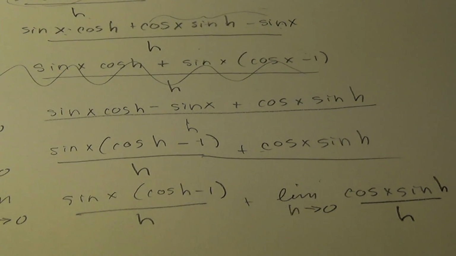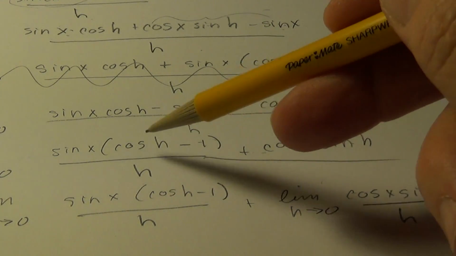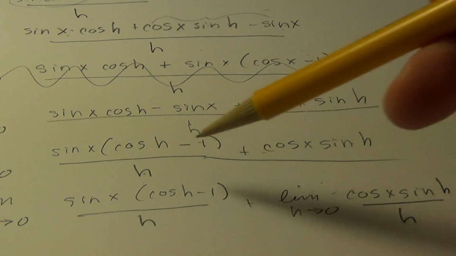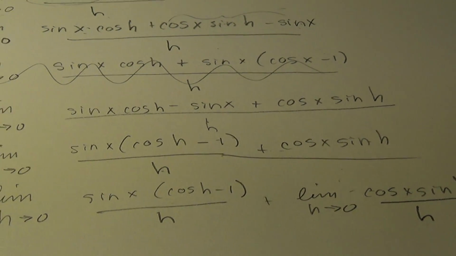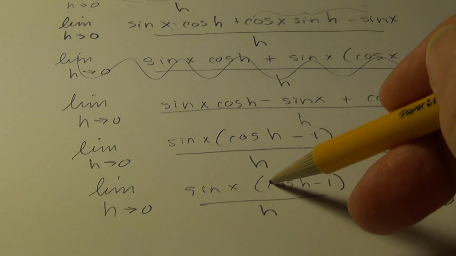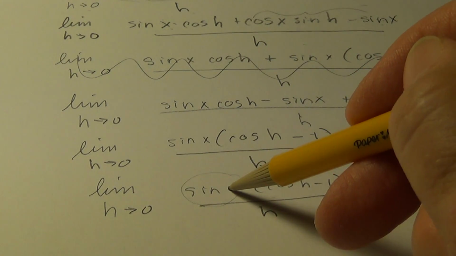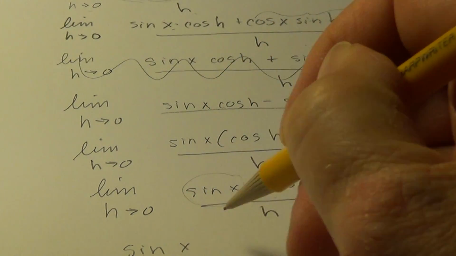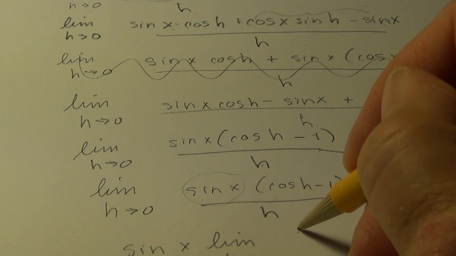So I did two things in that step. I divided this algebraically into two, this divided by h and this divided by h, and then I took the limit separately. Alright, so now you can probably see very clearly what's going on. Let's look at this first term. What is the limit as h approaches 0 of sine x? Well, sine x has no h in it. It's not affected by that limit. So I can pull it across the limit sign. And what's the limit of what's left here?